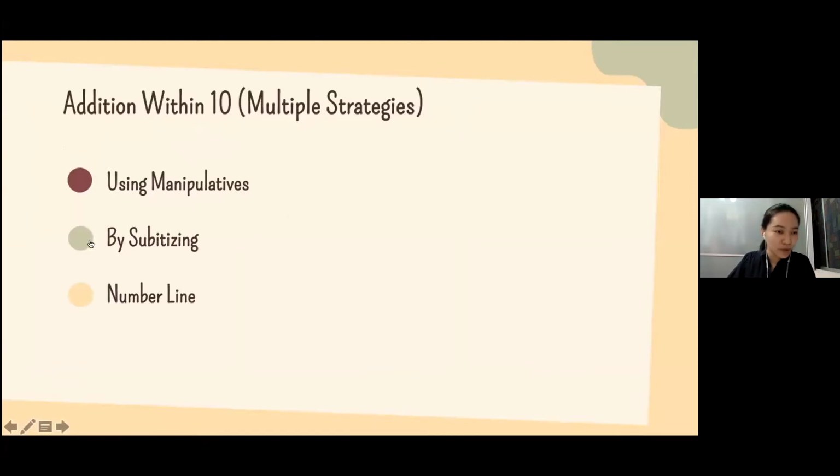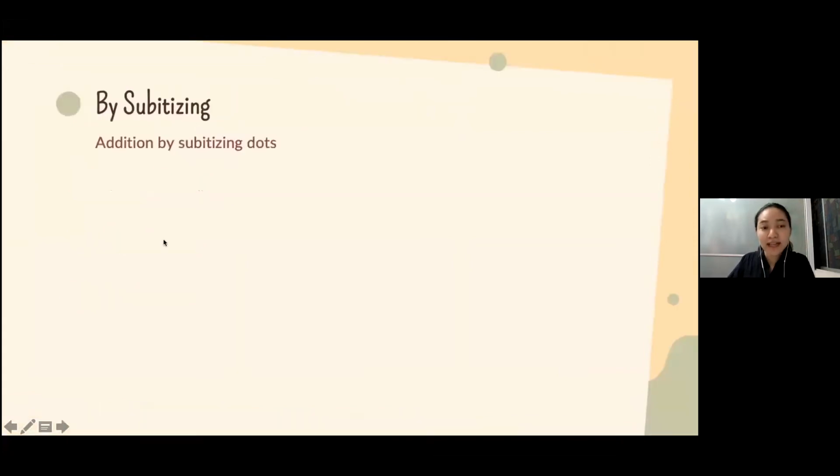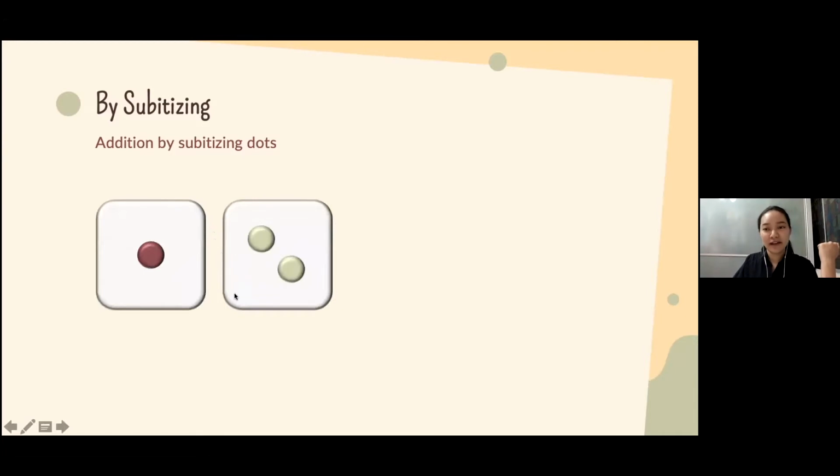So the second one will be subitizing. So last week we mentioned subitizing means they can recognize a quantity, an amount quickly, like they don't have to count one by one every time. So we want to level up the subitizing skill by doing 2 sets. So I have 1 and 2. How many do I have? 3, right?